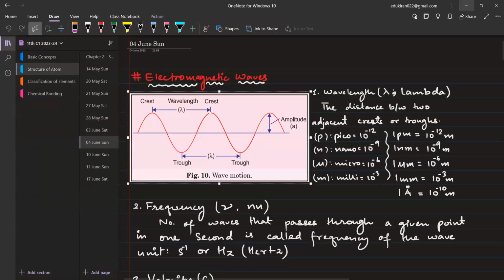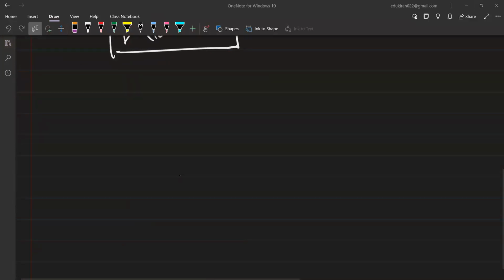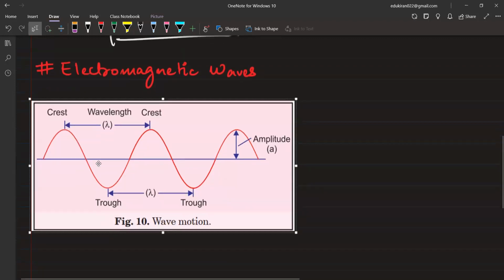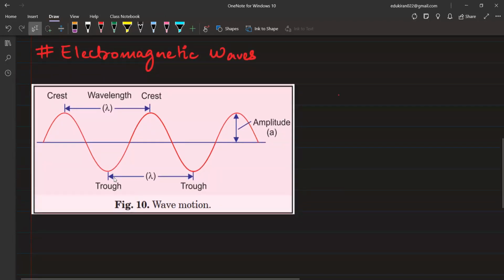So let us start. We'll write the topic: electromagnetic waves. Now, before electromagnetic waves, what is a simple wave, and what are some terms related to that? We will understand that part. So this is a wave. A wave must not be new, but the terms may be new. Please see here. Don't write anything right now.